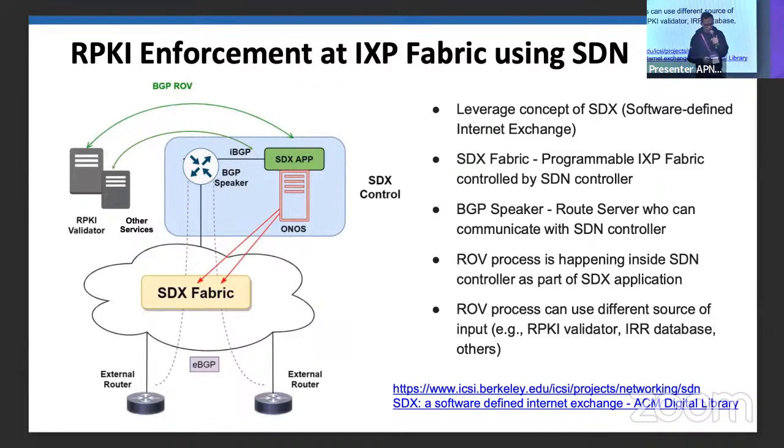Okay, so I think the overall topology is something like this. We have the fabric, we have all the routers of the members, and then we have the BGP speaker here, and then this is the SDN controller.